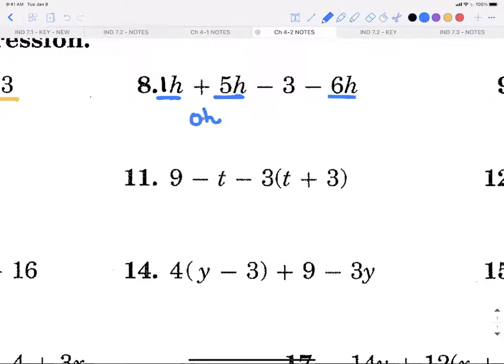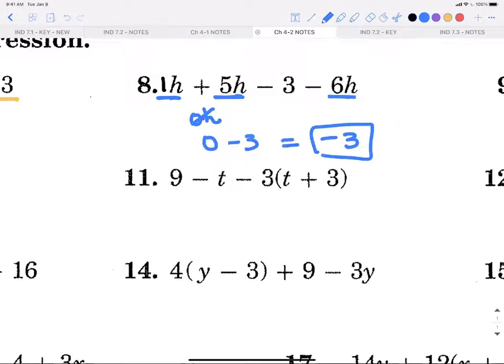Well, 0 times H does what to the H? 0 times anything is what? 0. So that's why it all cancels out to 0. Okay. And then you've just got left minus 3. And then of course, 0 minus 3 is just minus 3.